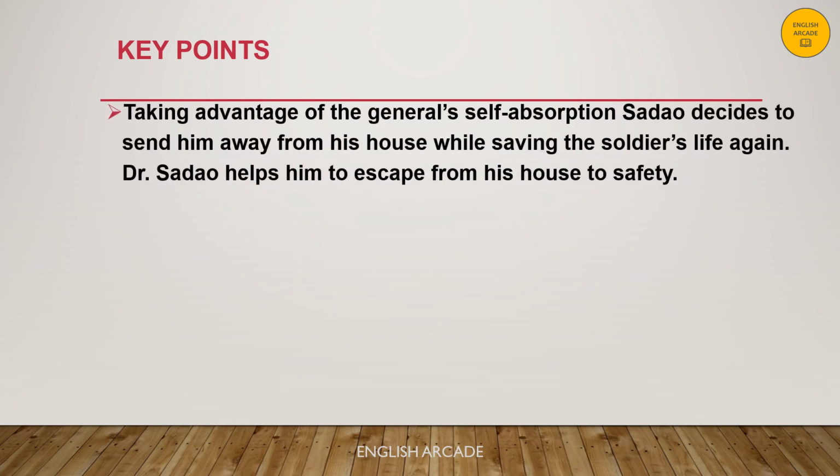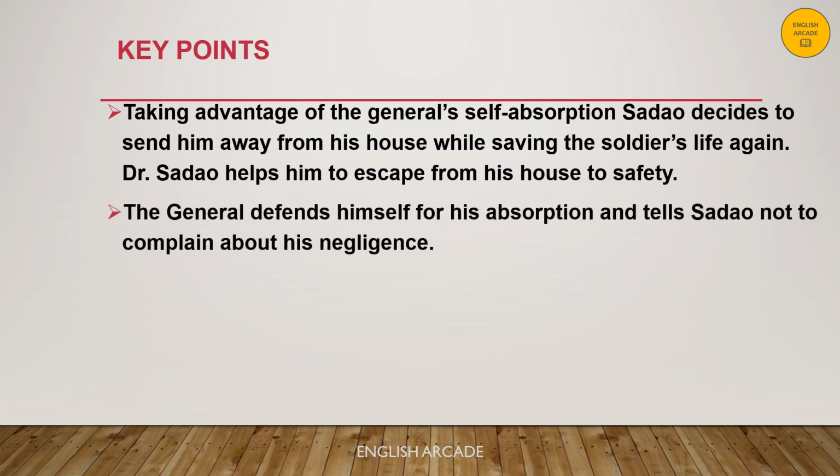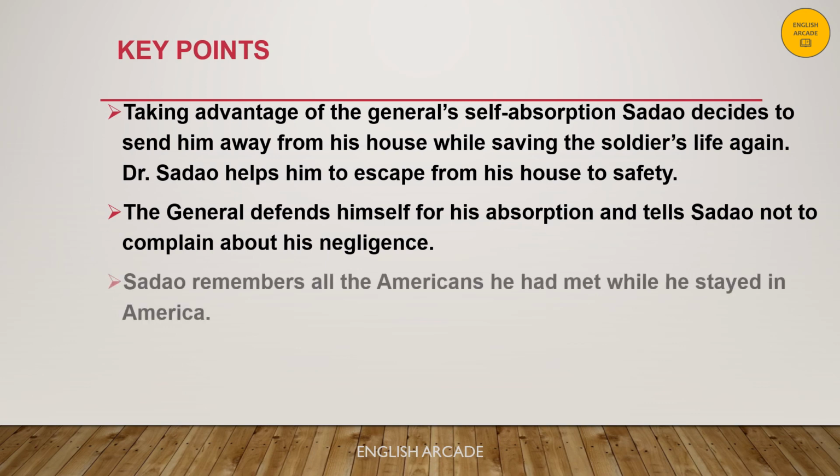Taking advantage of the general's self-absorption, Sadao decides to send him away from his house while saving the soldier's life again. The soldier is out of danger. Dr. Sadao helps him escape from his house to safety. The general defends himself for his absorption and tells Sadao not to complain about his negligence. Sadao remembers all the Americans he had met while he stayed in America.